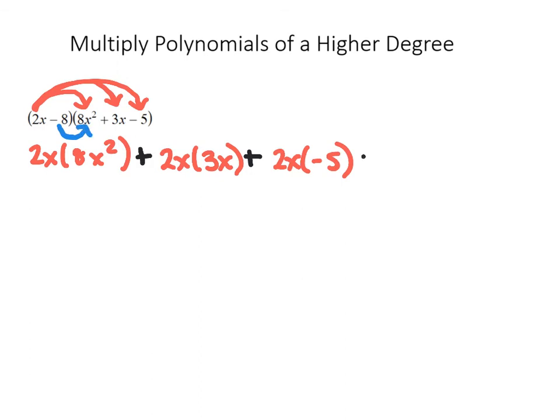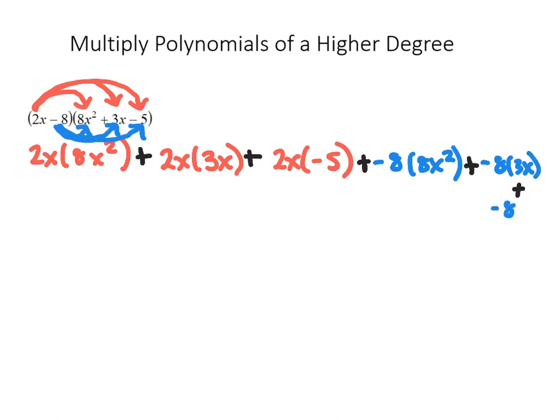Then I'm going to multiply the negative 8 to each term. So I'll have plus negative 8 times 8x squared, plus negative 8 times 3x. And then lastly, it's going to be plus, and you're multiplying the negative 8 over the negative 5. So it's negative 8 times negative 5.